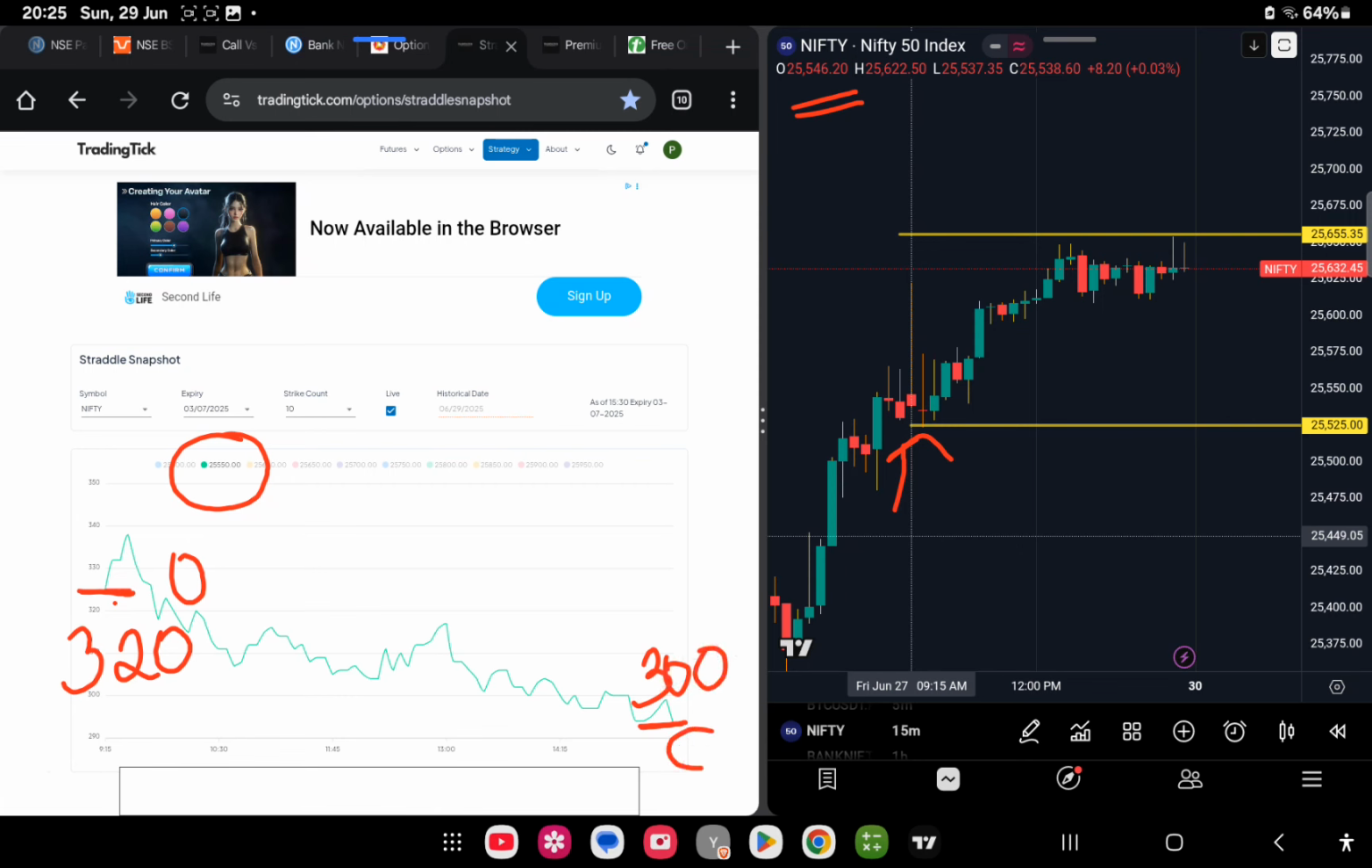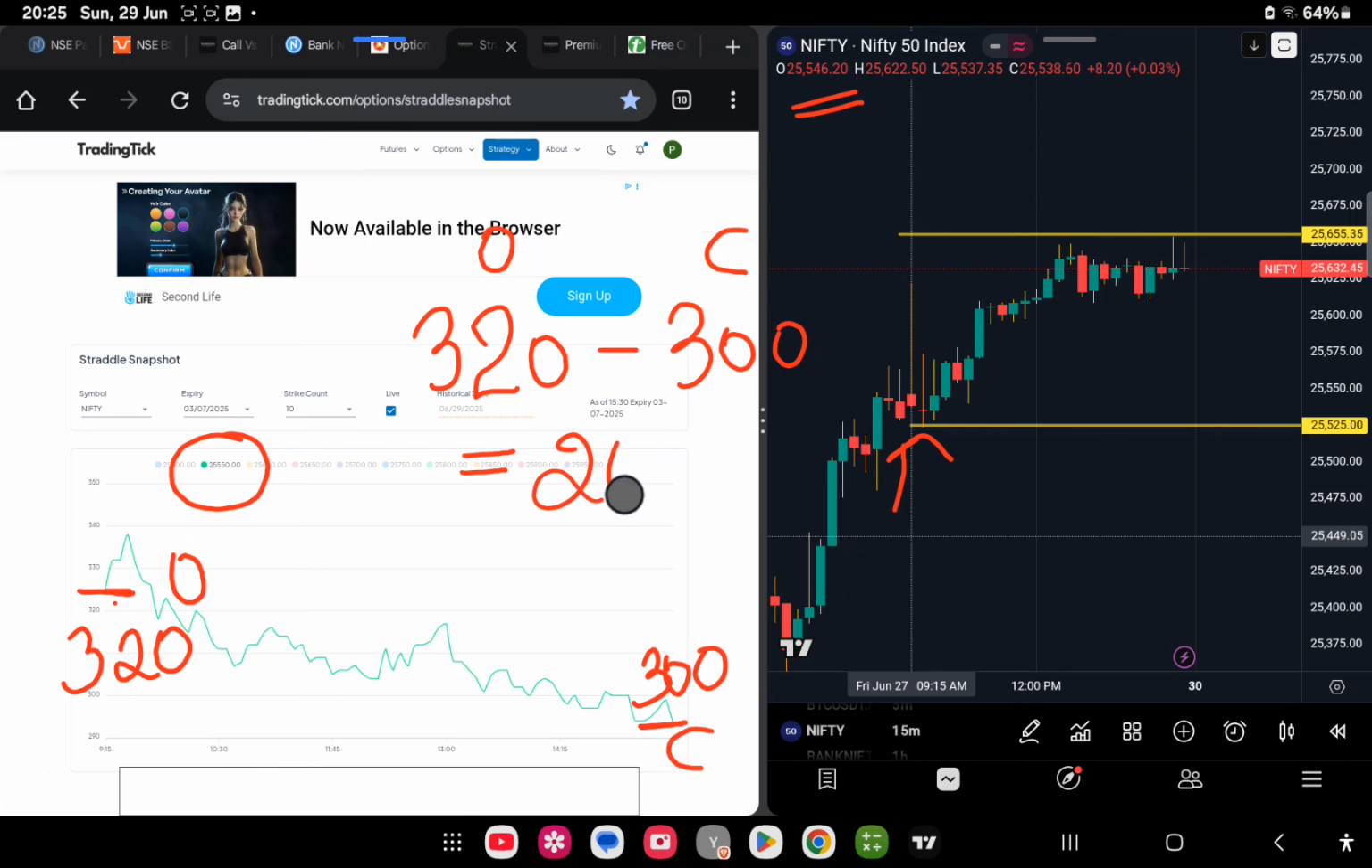Now how to calculate the profit? It is 320, that is open, minus 300, that is the close, which will be equal to 20 points. That is negative, right? It is going downwards, that is the decay. Now for Nifty, what is the one lot size? For one lot, Nifty is 75. It differs: the lot size for Bank Nifty is 30, Reliance is 500, HDFC is 550, ICICI is 700. So it is variable.